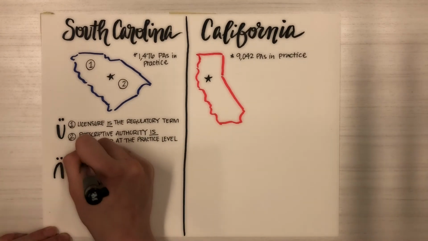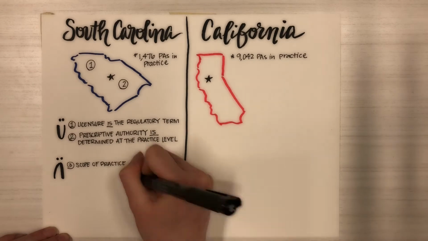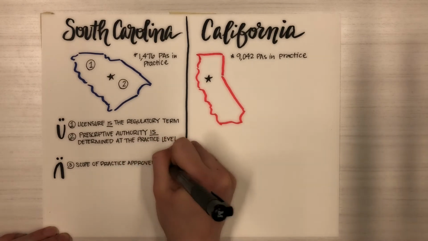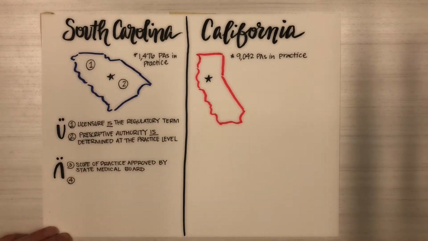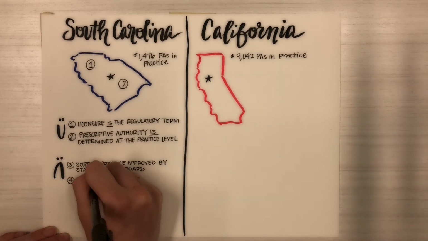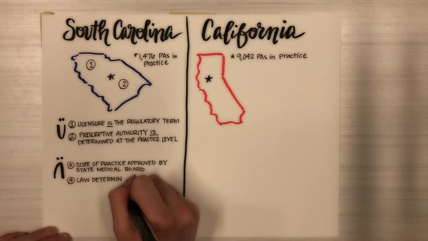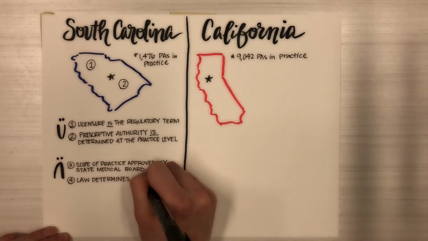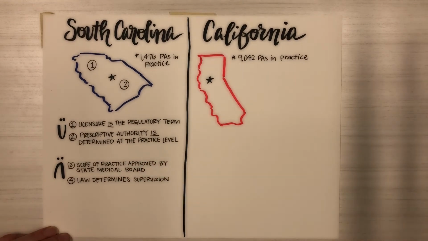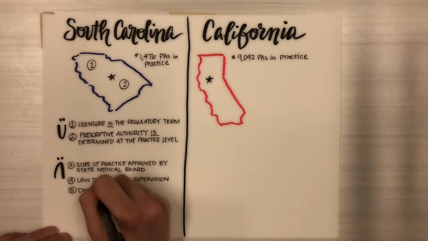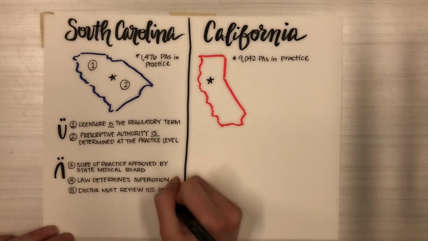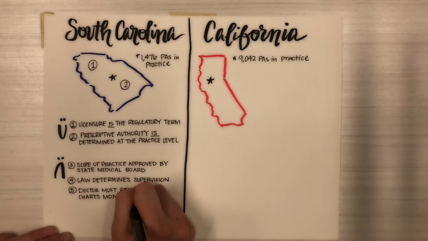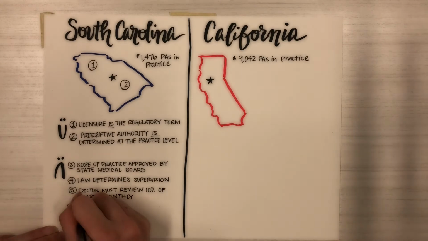These are as follows. Scope of practice, approved by the State Medical Board. The law determines supervision. The doctor must review 10% of charts monthly. And last but not least, the doctor can't supervise more than 3 PAs at once.